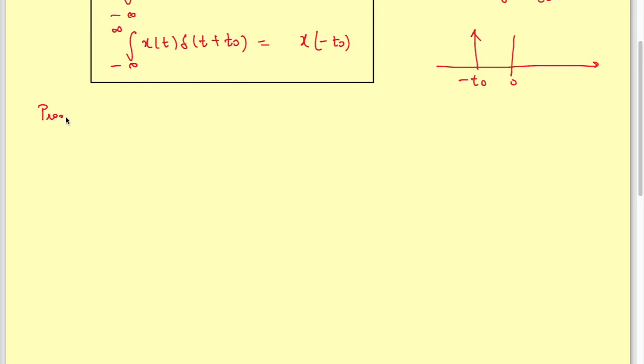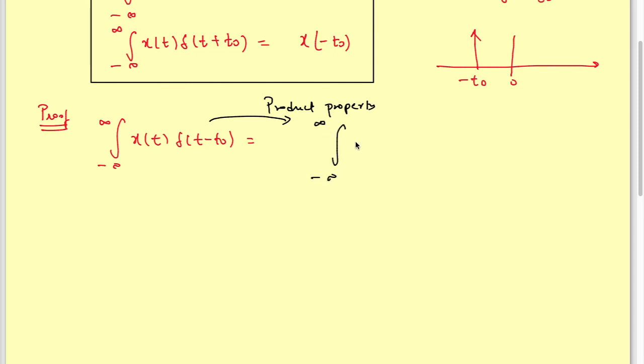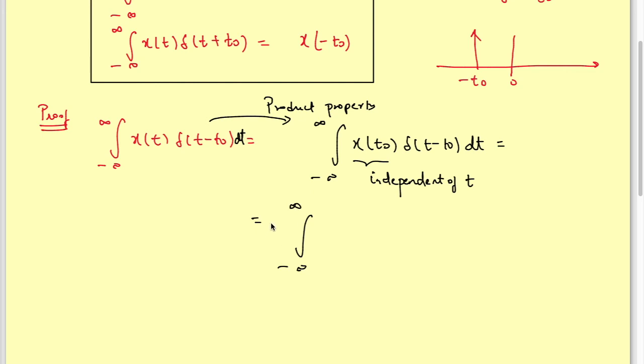So I will write down here proof. Okay, so integral from minus infinity to infinity x of t delta of t minus t naught. So by using our product property, replace my signal where the impulse is present. So it will look something like this: x of t naught delta of t minus t naught into dt is equal to, so here it is independent of t, so I can take this out, x of t naught and delta of t minus t naught into dt. Since the area of my impulse is equal to 1, it will equal x of t naught. So my first case is satisfied.